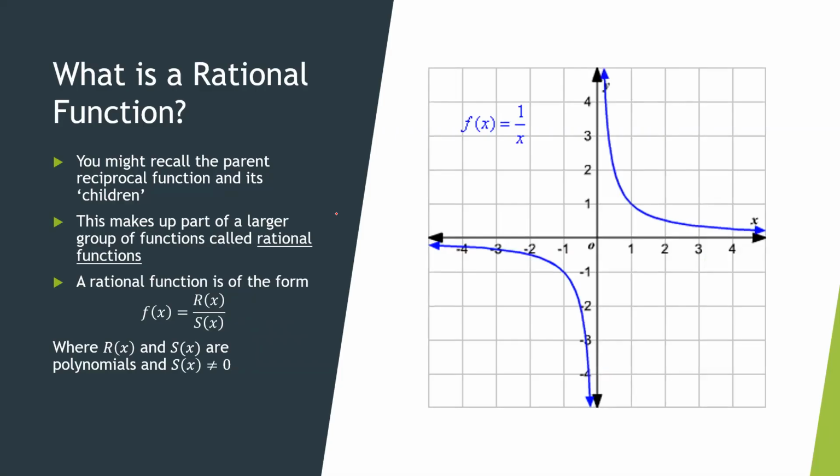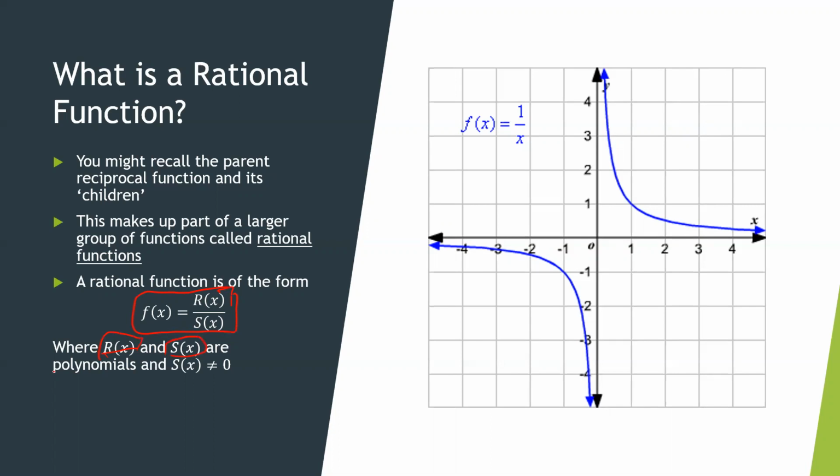So what are rational functions? You almost want to think of them as stemming from reciprocal functions. It's not quite the same, but it's basically a bigger spectrum. The formal definition is a function of this form: R(x) over S(x), where R(x) and S(x) are both polynomials.